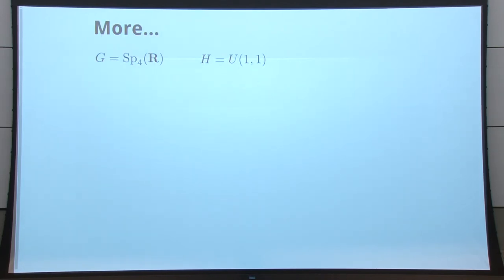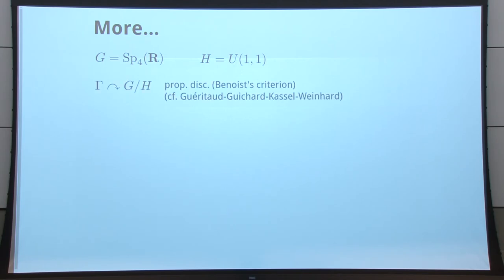What more is true, again, with the technology of Anosov representations? If you look at the group, set G to be again the real symplectic group Sp, and take H to be the unitary (1,1) subgroup. It's a non-compact subgroup. What you can show, again, is a concrete check that gamma acts on G mod H properly discontinuously. This is a non-trivial statement exactly because H is a non-compact subgroup. The way to check it is by applying a criterion due to Yves Benoist. Some form of these statements was also established by Guéritaud, Guichard, Kassel, Wienhard, and I think there are probably many other names that I don't know because of my poor knowledge of the literature.